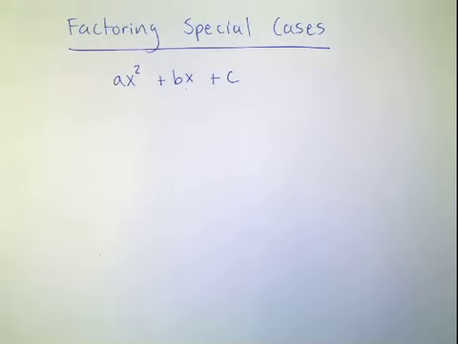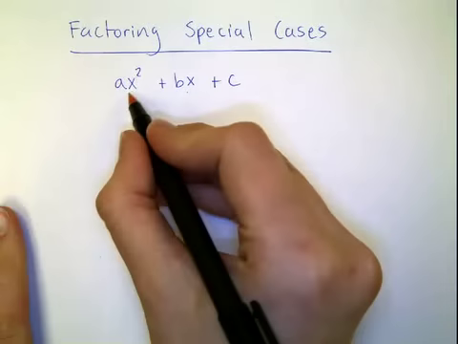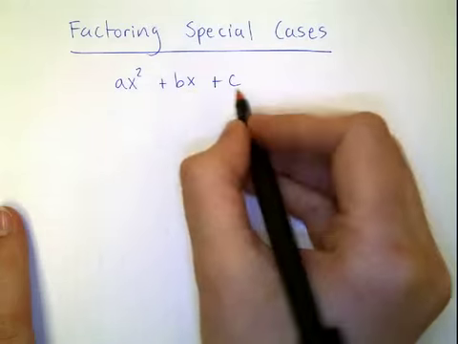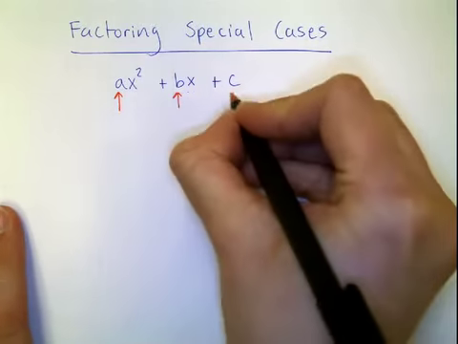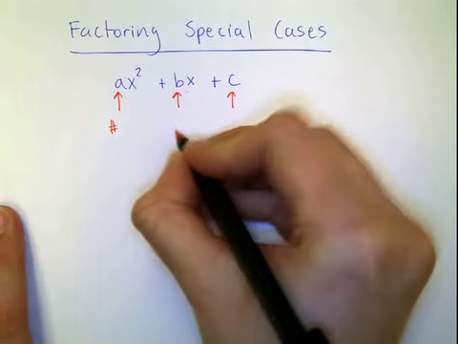Okay, this video is about factoring special cases. And special cases, well, we're going to get into what those are, but all the factoring problems we've been doing look like this. There's always an x squared, an x, and then usually a number. And these ABCs that I wrote in here all stand for different numbers.